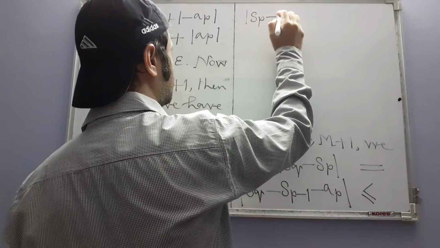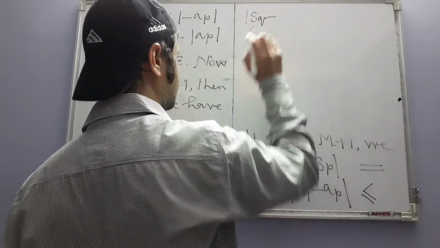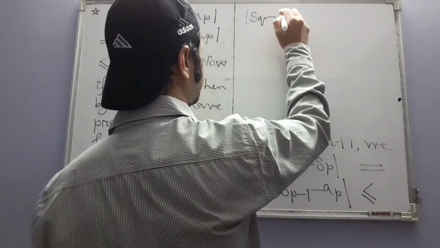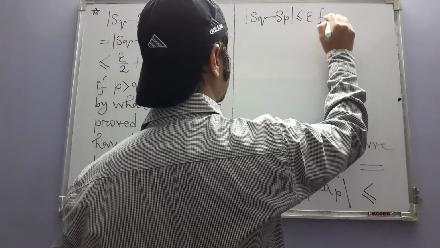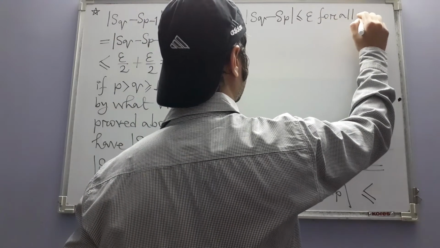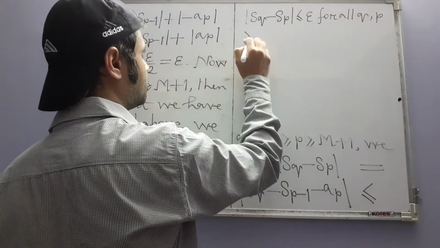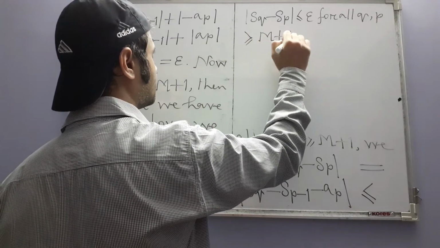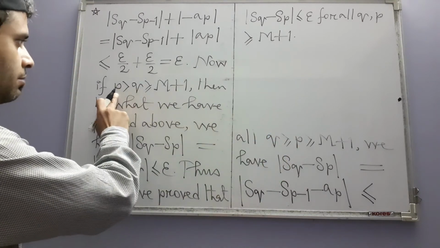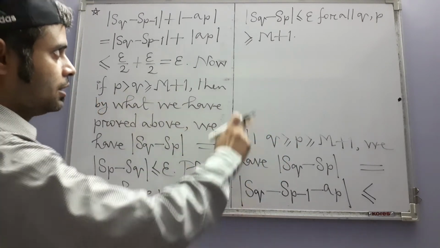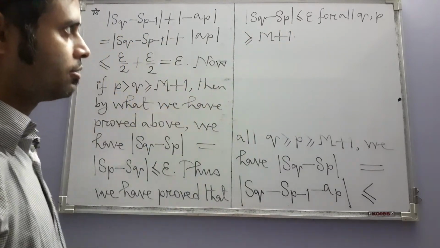the distance between SP and, or if you want you can write Q first, because that's how we are writing it, right? SQ minus SP is less than or equal to epsilon for all Q and P greater than or equal to m plus 1. So whether Q is greater than or equal to P or less than P, it does not matter. We consistently get this thing when both of them are greater than or equal to m plus 1.